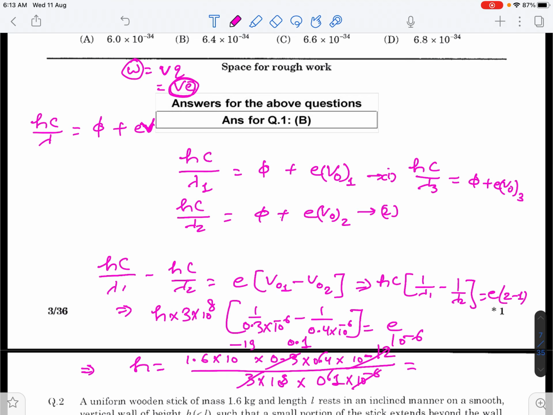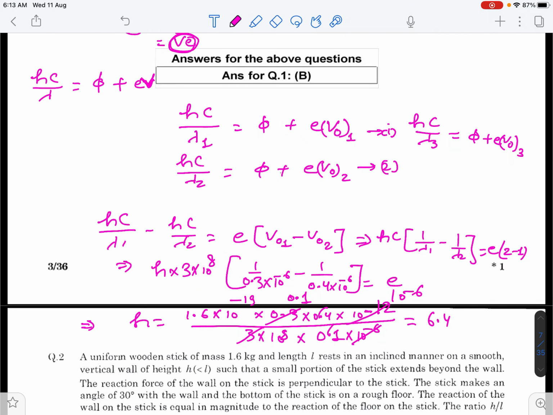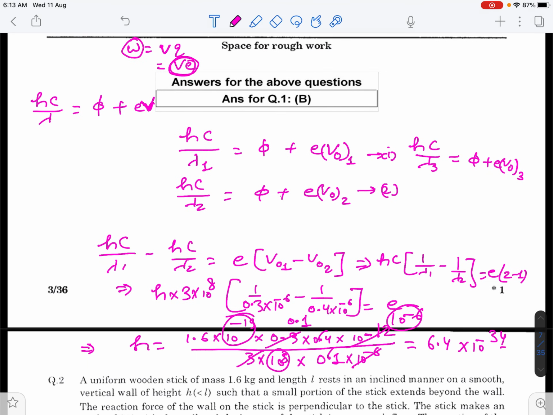Now I'm calculating the value. This is actually 1.6 into 4, that is 6.4. Only one option is given as 6.4, so B will be correct, but we will check the other parameters also. So 6.4 into 10 raised to the power minus 19, and 10 raised to the power minus 25 goes up to 10 raised to the power minus 33, that is 6.4 into 10 raised to the power minus 34. And you know the unit is joule second.